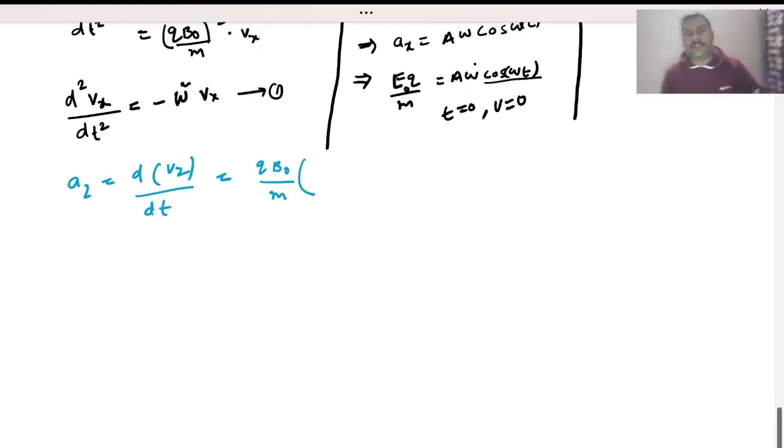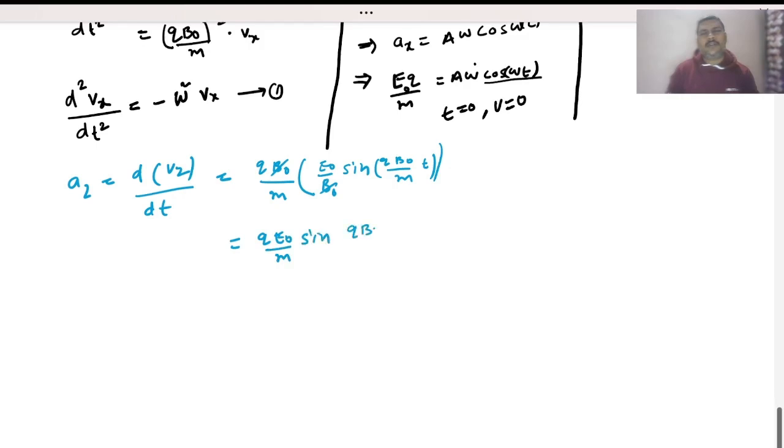So vx, just now I saw, is e naught by b naught sin of omega, where omega is again q b naught by m into t. So this is the equation I got for vx. Now this formula I write down. Here b naught and b naught get cancelled. So now I will get dvz by dt equal to q e naught by m into sin of q b naught by m into t. So these are the equations for az.